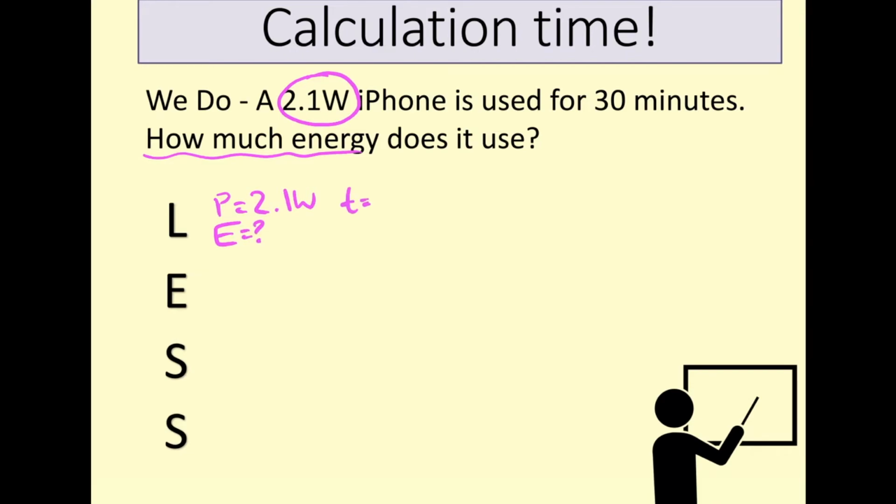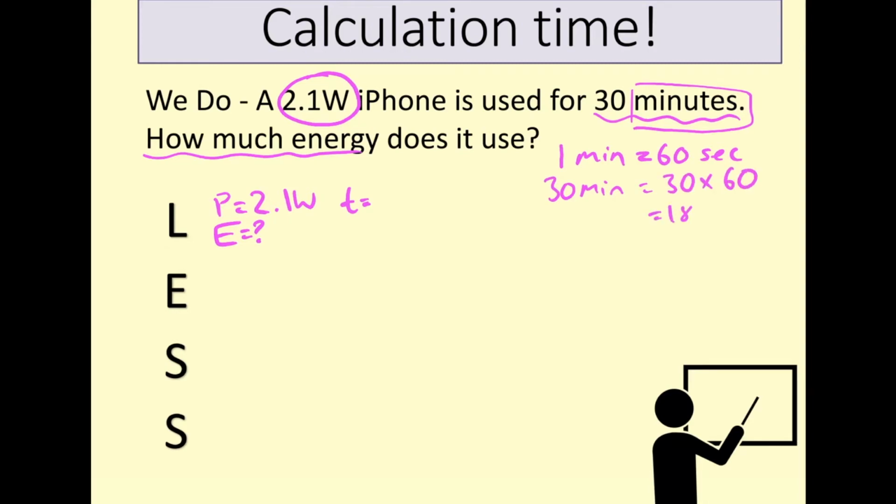What is our time? 30 minutes. Do we like it in minutes though for this equation? To convert it to seconds. So this is our time, but because it's in minutes rather than seconds, we're going to need to convert. So 1 minute is 60 seconds. So to do 30 minutes, we're going to have to do 30 times 60, which is 1,800.